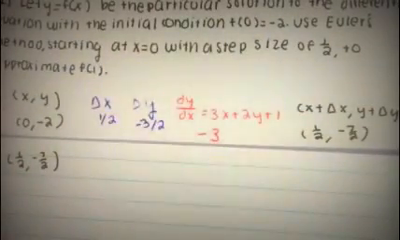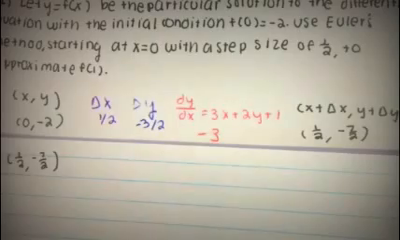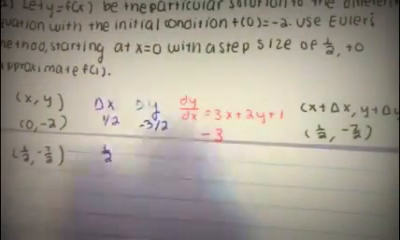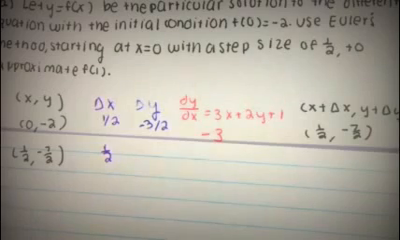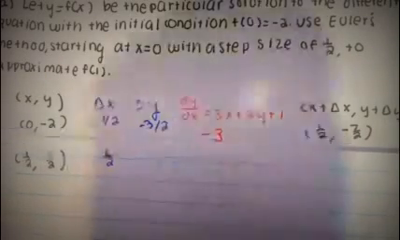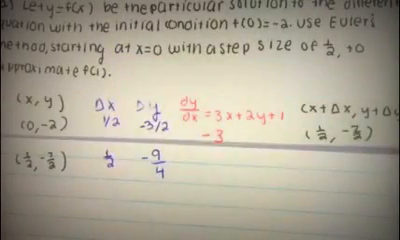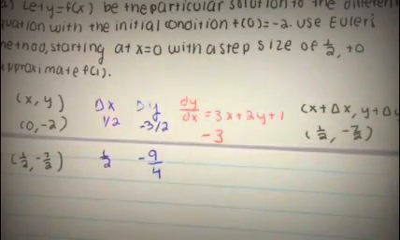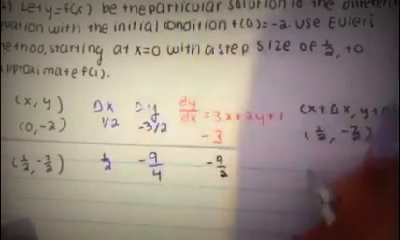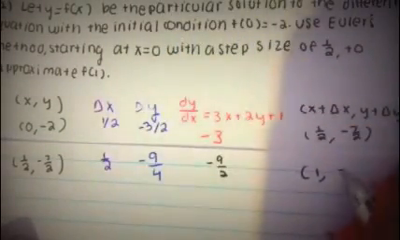And I'm going to do the second step of Euler's method for this problem. So my change in x is still constant at 1/2. And my dy/dx, in this case, is going to be negative 9/2. So therefore, my change in y is going to be negative 9/4. So my new value for x plus change in x and y plus change in y is going to be 1, negative 23/4.